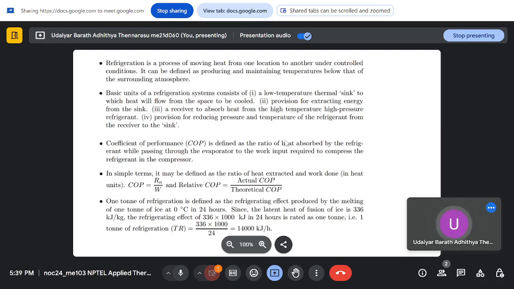The COP is the heat absorbed in the evaporator for the cooling capacity divided by the work input. Relative COP, or second law efficiency, is actual COP by theoretical COP. Theoretically you use the Carnot COP.